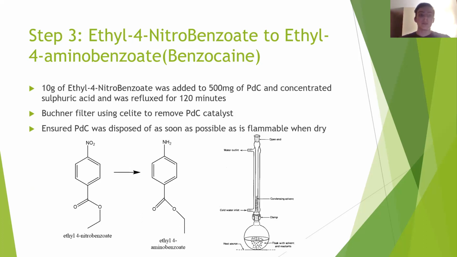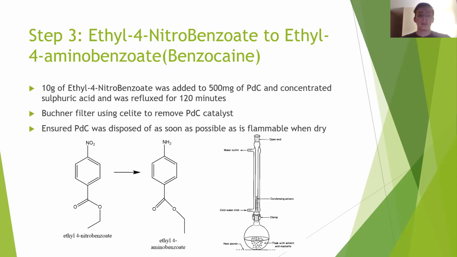So we had 10 grams of ethyl-4 nitrobenzoate, and we added it to 500 milligrams of palladium on carbon catalyst. We didn't use any more as there was a risk of an excessively rapid reaction. The pressure changes were deemed dangerous. And we had concentrated sulfuric acid to provide the hydrogens. We then refluxed this for 120 minutes.